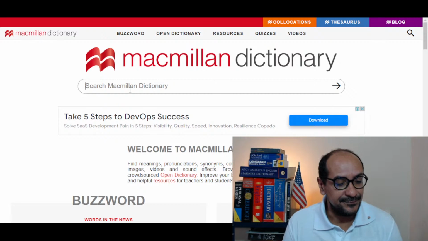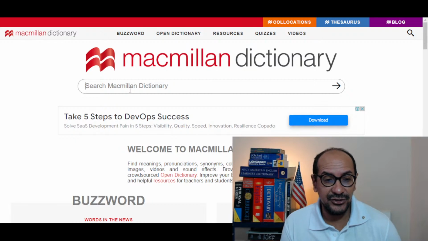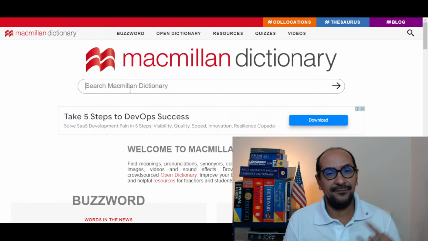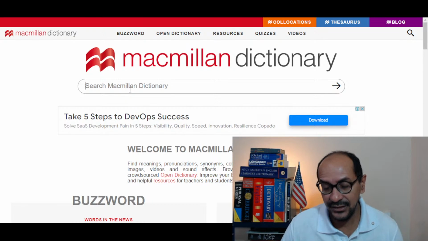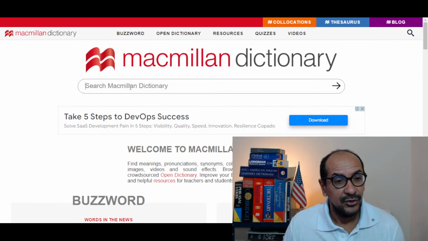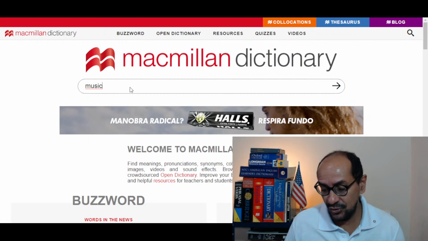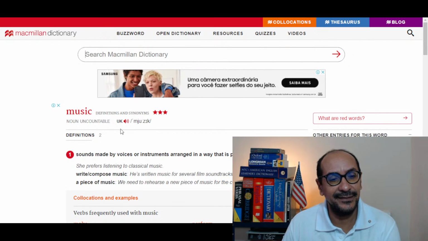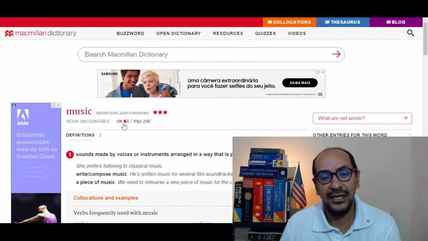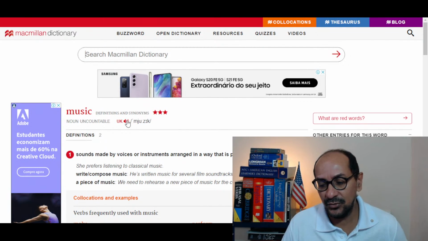Remember that the Longman Dictionary of Contemporary English that I used before had American English and British English. This one has only British English. So let me write here the word music, just to show you the way it appears. Remember you have here the pronunciation, and here you have UK. UK stands for United Kingdom, okay? So it goes like this.